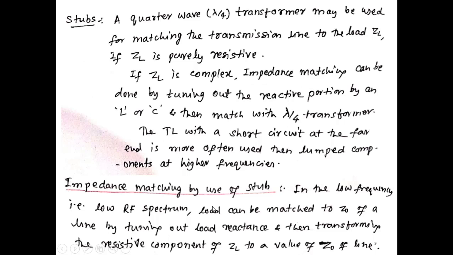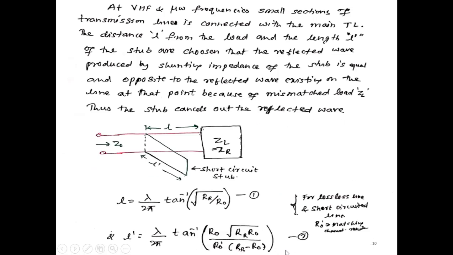In low frequency, that is the low RF spectrum, the load can be matched to the characteristic impedance Z0 of a line by tuning out the load reactance and then transforming the resistive component of ZL to a value of Z0 of the line.